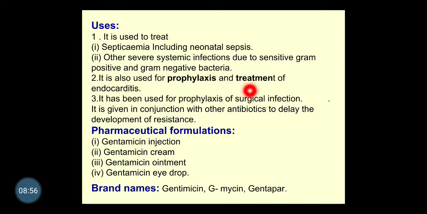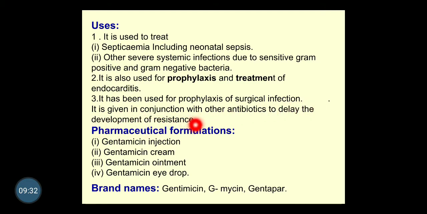It is also used in the prophylaxis and treatment of endocarditis. It is also used in the prophylaxis of surgical infection. Prophylaxis of surgical infection means that before undergoing a major surgical operation, the antibiotic is started as a prophylaxis, because in surgery the tissues are cut or invaded, and during recovery, with stitches given, there may be chances of infection. So the antibiotic is started just before the major surgical operation, and we call that prophylaxis of surgical infections.